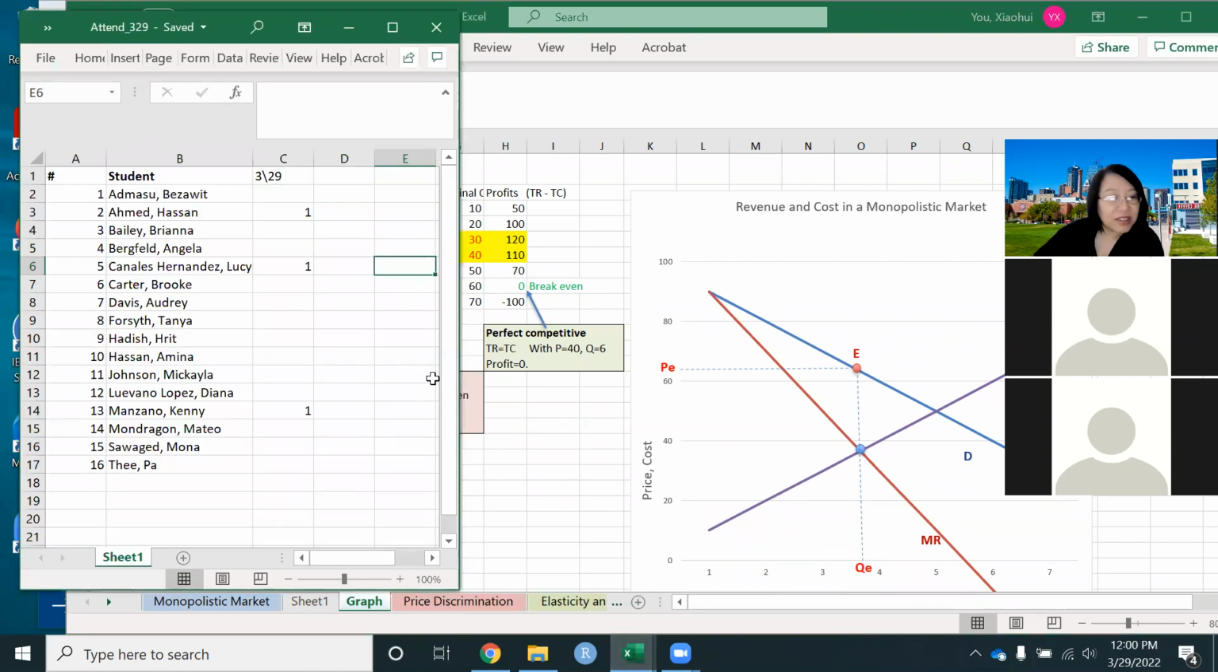Harriet joined us. This is Harriet. I mark the attendance for Harriet.